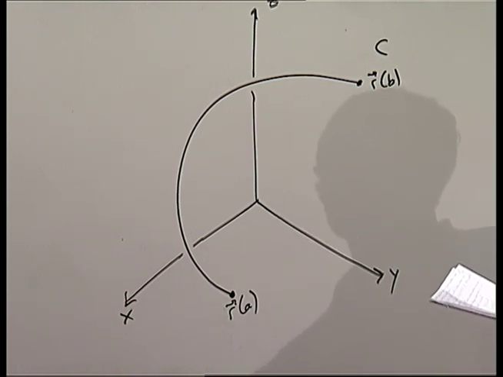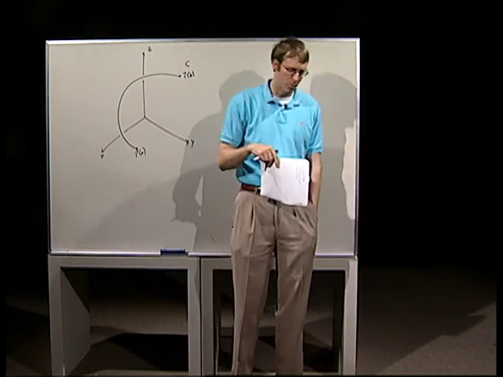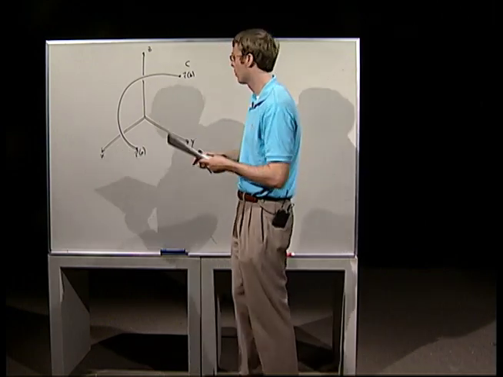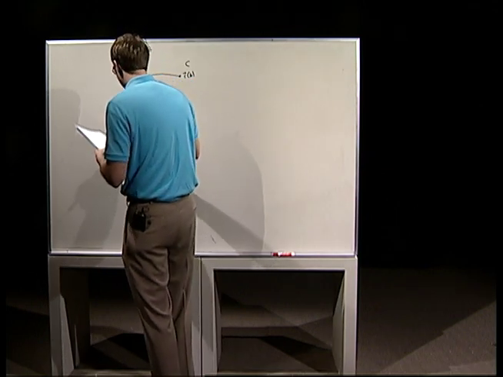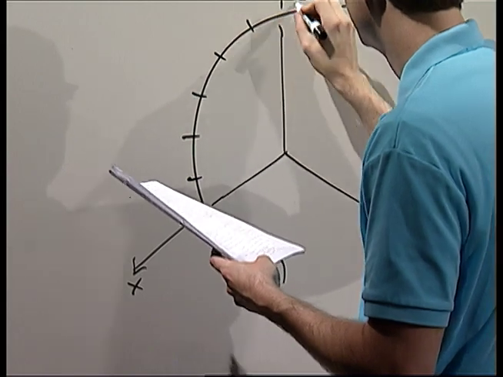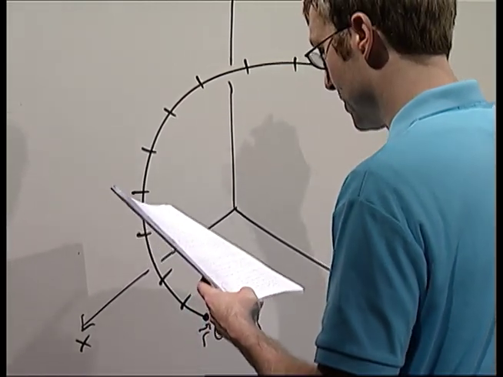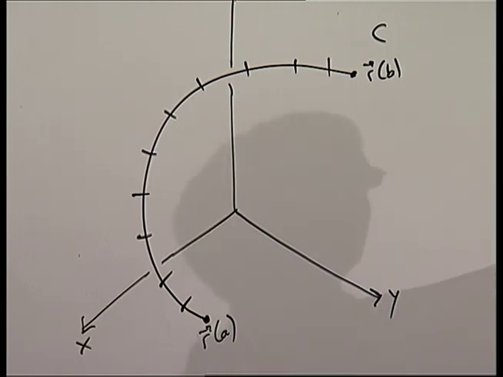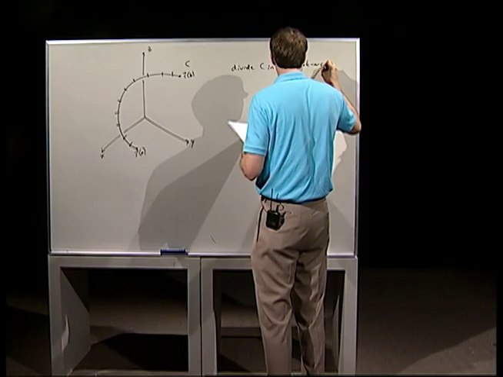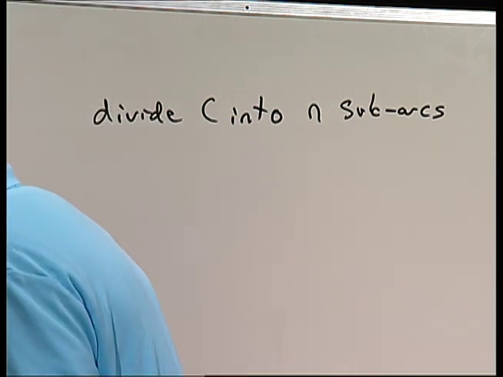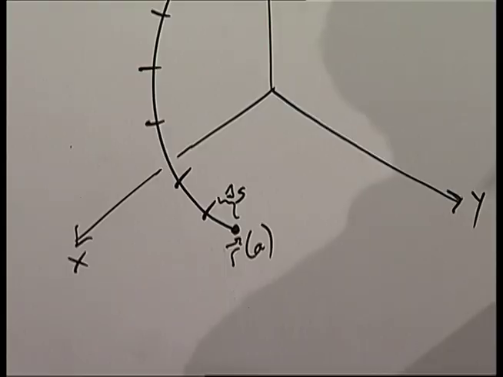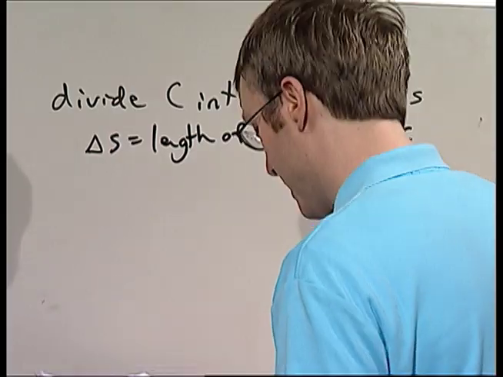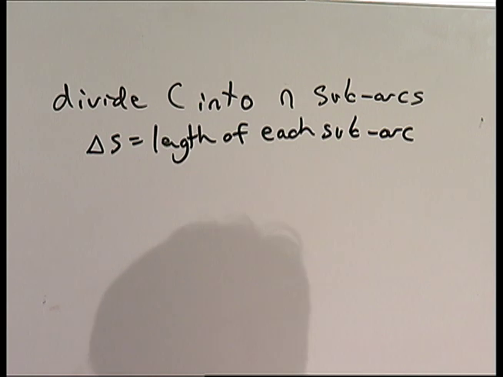Well, when we're trying to figure out work for the single variable case, it was an integral. So the idea was we broke up the x-axis and we looked at some partitions. Same game here. We're going to break this thing up into some subarcs. So let's chop this up into a bunch of subarcs of equal length. They're not really, but get the picture. Step 1, we'll divide C into n subarcs. And each one of them, how long is it? Well, it's delta S, some change in arc length. Delta S is the length of each subarc.